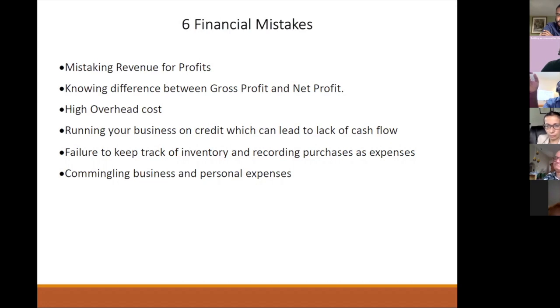Now, one other thing you need to avoid is high overhead costs. If you're starting a business right off the bat, see if you can do that in your garage. The biggest businesses, the Apples of the world, the Microsofts of the world, started from the garage. Do not take on high overhead costs when you're not ready. Your business is not generating enough revenue to pay that yet.